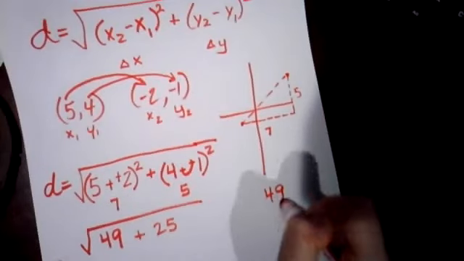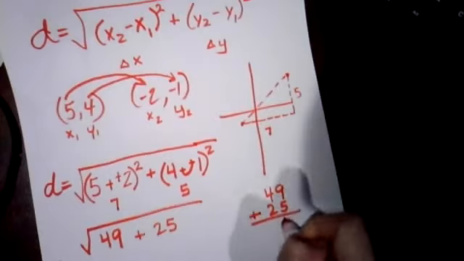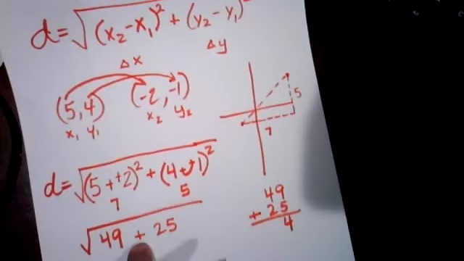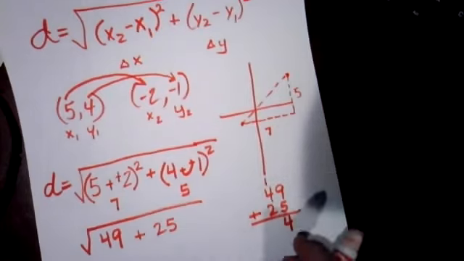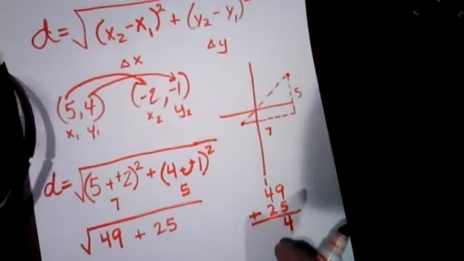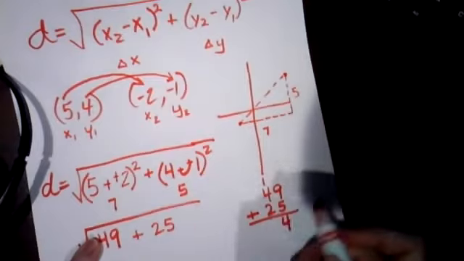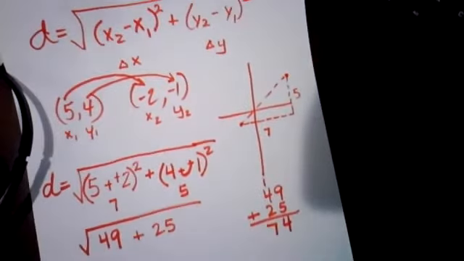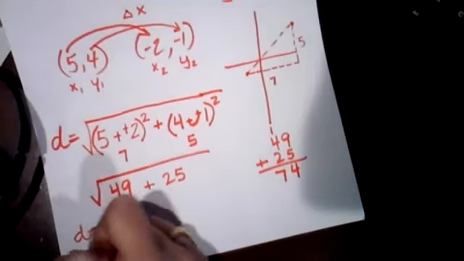I'm going to come over here because my calculator is on my phone and my phone is charging. So we add these two because that's in the formula. 4 plus 2, 6, 7. So we have the square root of 74 as our answer.